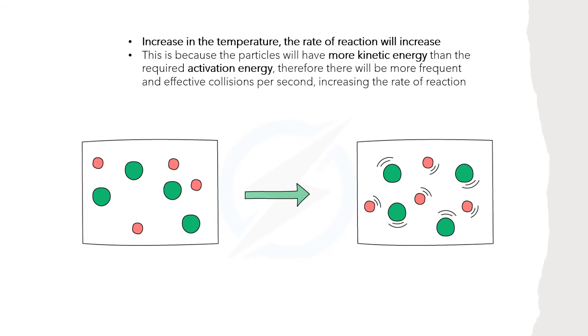How? Okay, this is because when we increase the temperature, the particle will absorb more energy and the particle will have more kinetic energy, okay, than the required activation energy. Therefore, there will be more frequent and effective collision per second, which increase the rate of reaction.